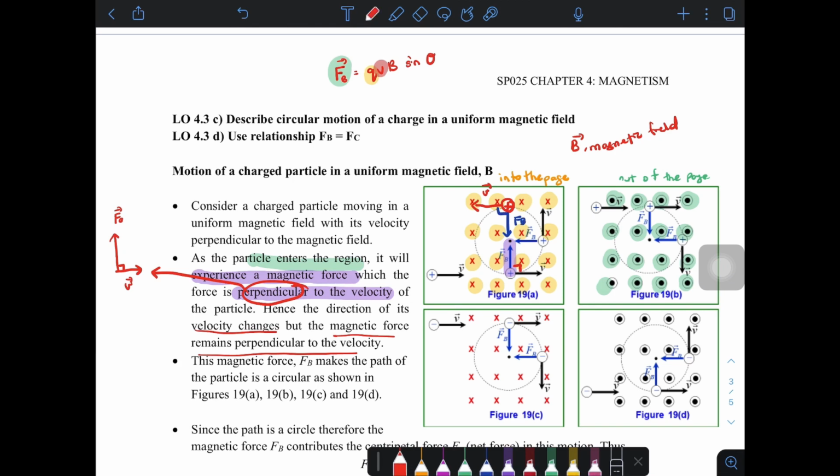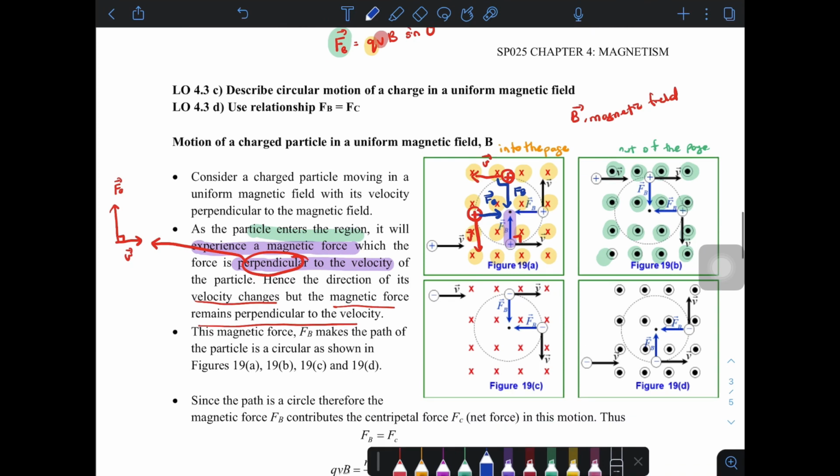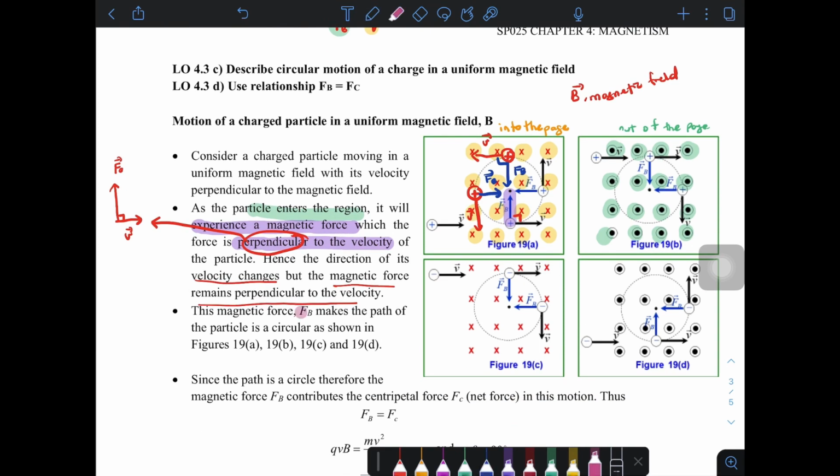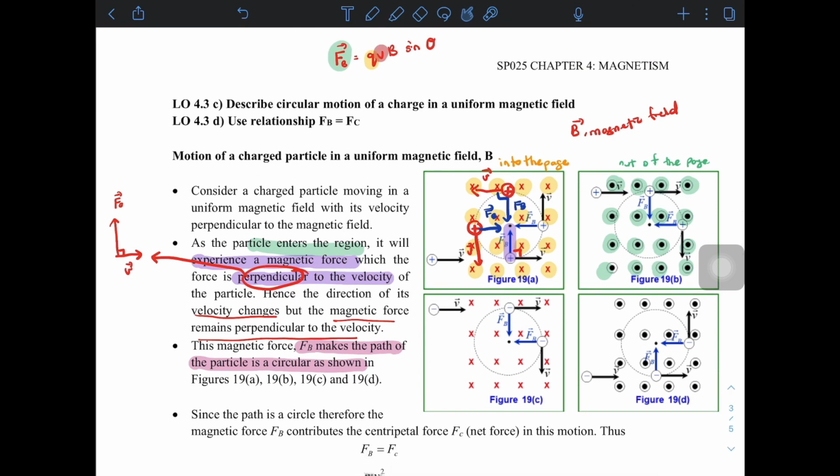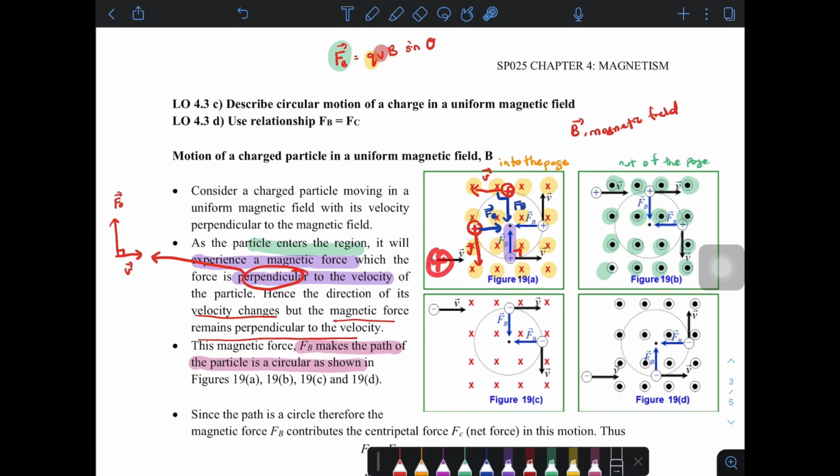Dan menyebabkan charge saya bergerak ke sini. So bila charge bergerak ke sini, akan ada velocity ke bawah, dan force sentiasa 90 darjah dengan velocity. Dan this magnetic force makes the path of the particle circular. So that's why bila ada satu charge masuk, force bergerakkan dia ke sini, dia bergerak menyebabkan dia buat satu pusingan. So this path kita panggil sebagai circular motion.